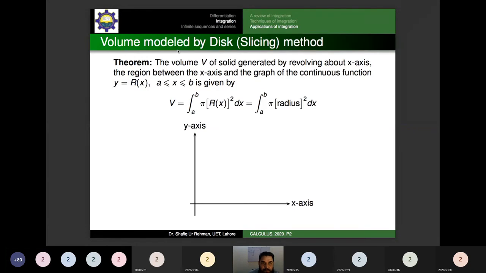So the very first thing, volume modeled by disk. Disk method is there. The volume V of a solid generated by revolving about the x-axis, for example, we take into consideration the region between the x-axis and the graph of the corresponding continuous function, for example y is equal to R(x), over the interval from a to b, is given by this one.